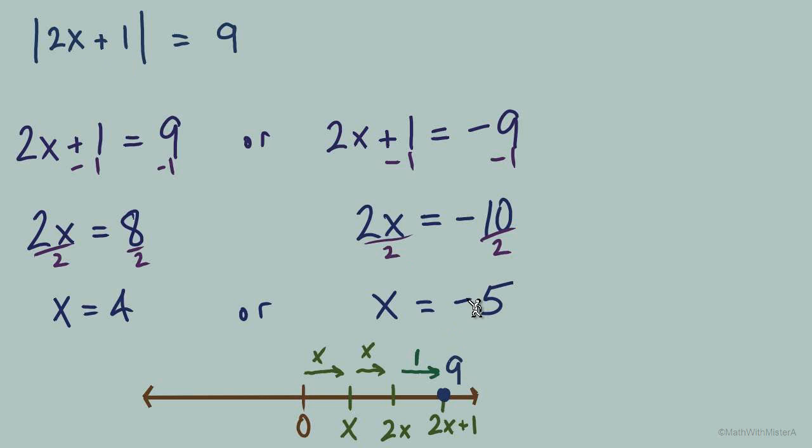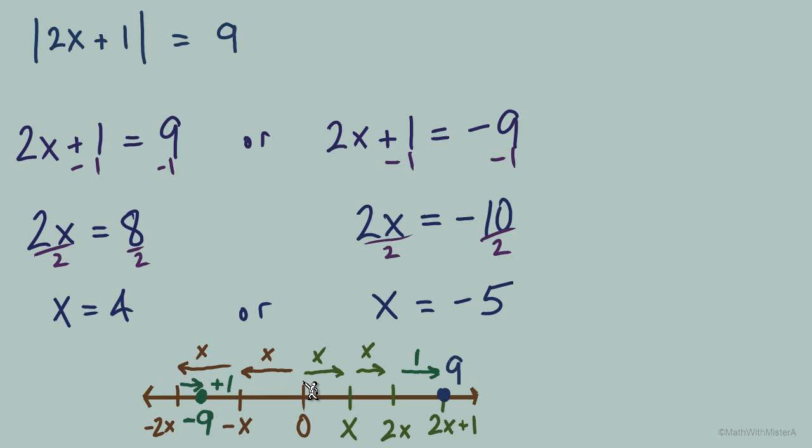Our other solution, negative 5, how will this one fit in? Well, let's think about our first move being to the left. So x units to the left will put us at negative x, and then another x units to the left will be at negative 2x, and then when we do plus 1, since it's a plus 1, that's always to the right on the number line. So a negative, and then another negative, and then add 1, go back 1 unit to the right, and now we've landed on negative 9.